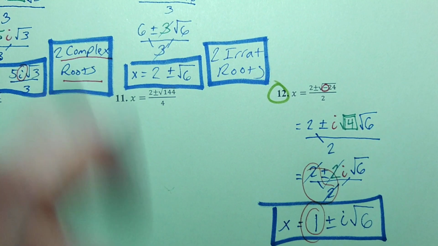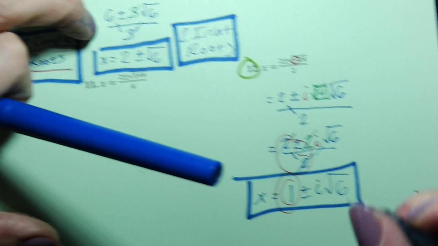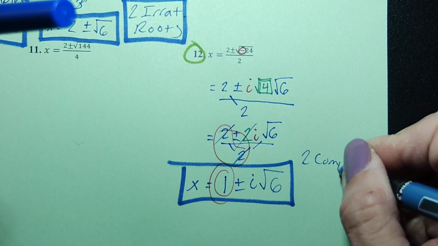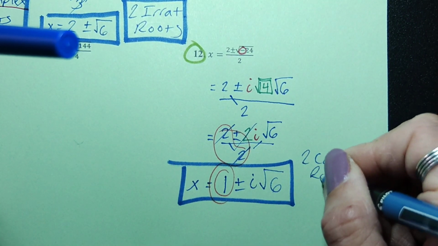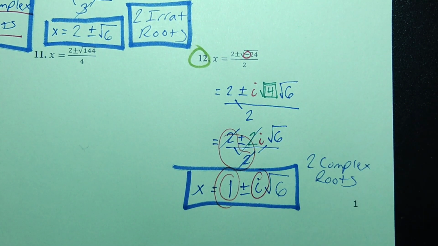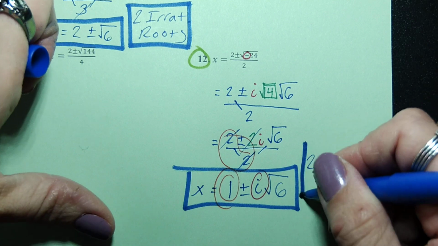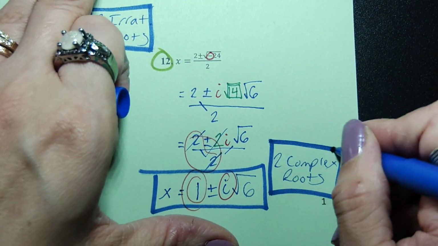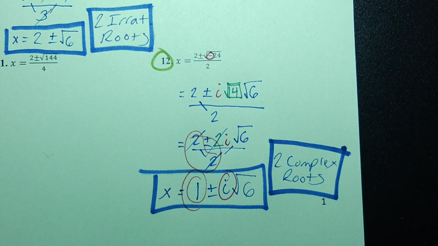Those are the final answers, and we would describe these as 2 complex roots because of the I. So it doesn't matter what else is there with it. Anytime we have I, it is automatically complex.